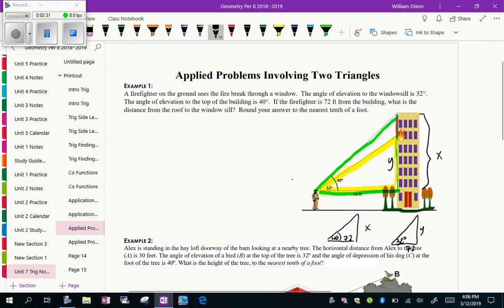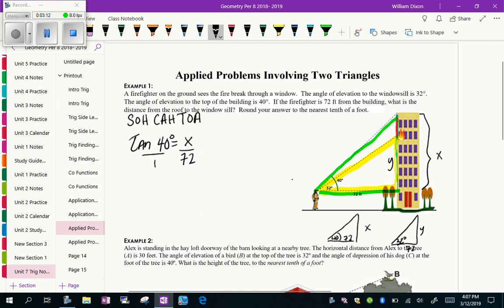Well, what I need to do is write down SOHCAHTOA. Very important. Now the side that I have is my adjacent to the angle, and the side I'm looking for is my opposite, and that's for both triangles. So let's set up a trig ratio for X first. That's going to be the tangent of 40 degrees, and that's going to equal my opposite, which is X, over my adjacent 72.